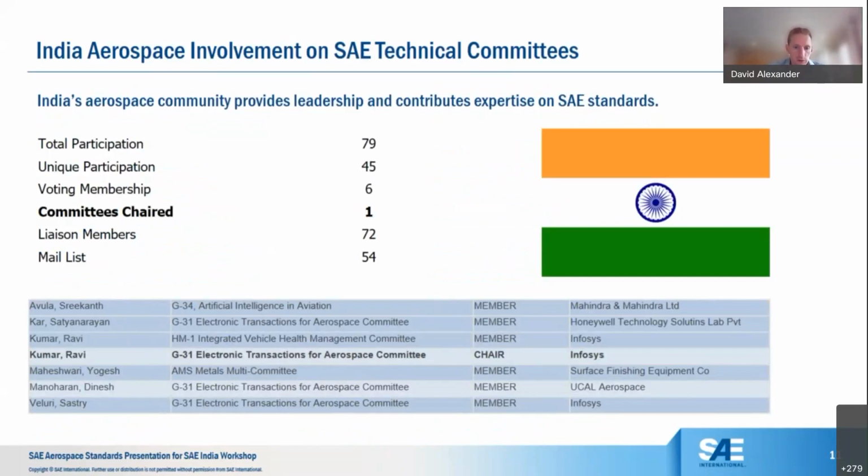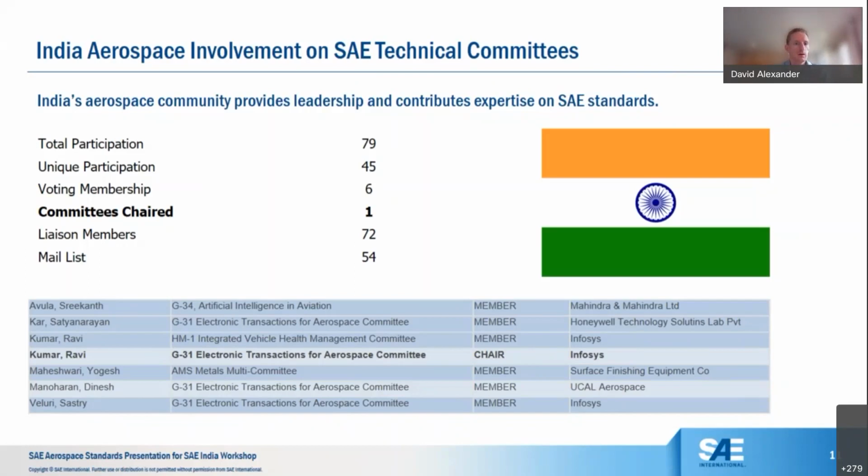So as Dr. Balak Bharadwaj had mentioned, there is some engagement from the Indian aerospace community on SAE standards, and we very much value and welcome that. There are 45 individuals who are on the SAE committees as liaison or voting members. This is a total participation of almost 80, because there are several contributing to multiple committees. There are 6 who are voting members who are listed below, and again that shows a very high degree of engagement in the standards process, actually influencing the standards, and that's very much appreciated.